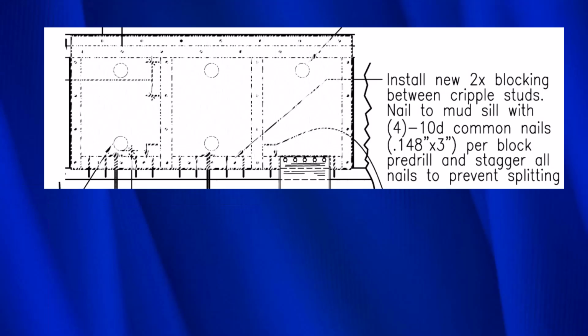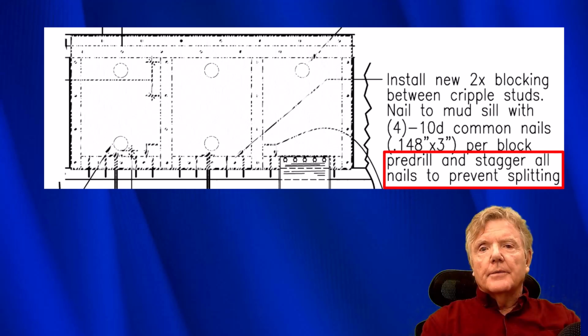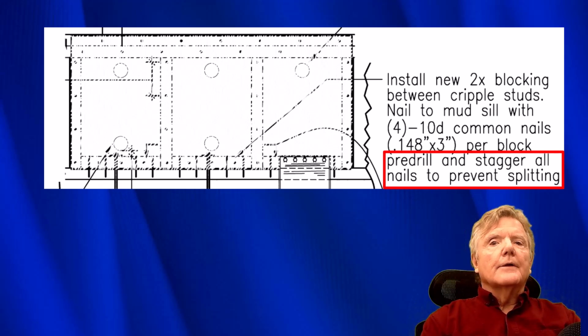This is a construction detail from Standard Plan A, and it shows you the blocking system they use. It happens to be the nailed blocking system. So I'll just read this to you slowly. It says, install new 2x blocking between cripple studs, just like we saw, and nail to mud sill with 4 10-penny common nails per block. And then, very importantly, it says pre-drill and stagger all nails to prevent splitting. Now, the authors of Standard Plan A knew that splitting was a big problem.